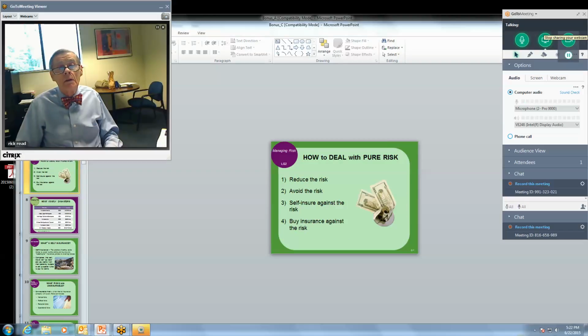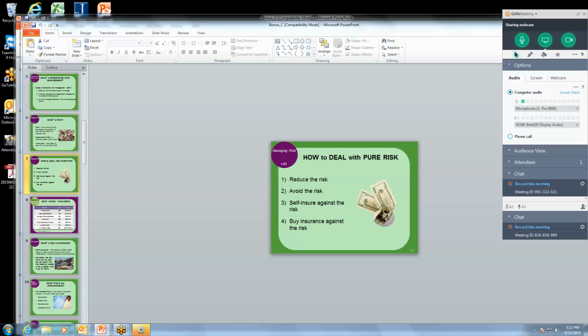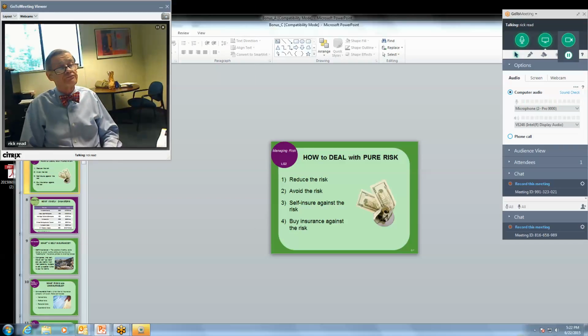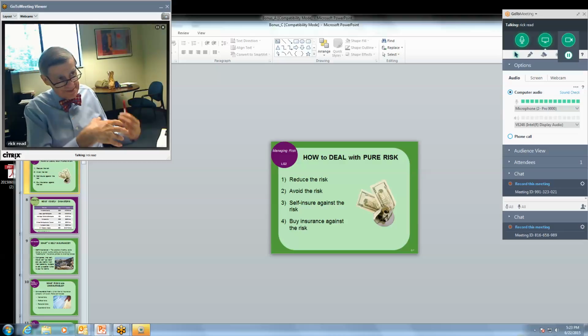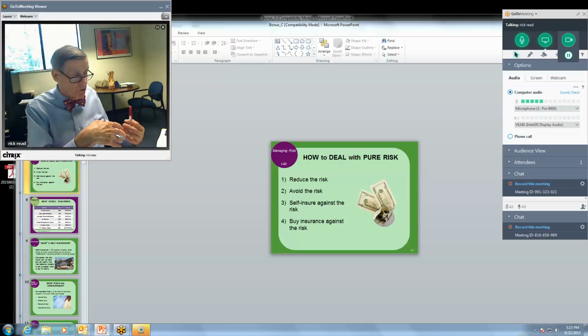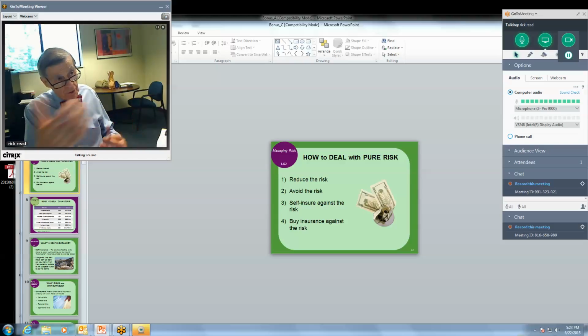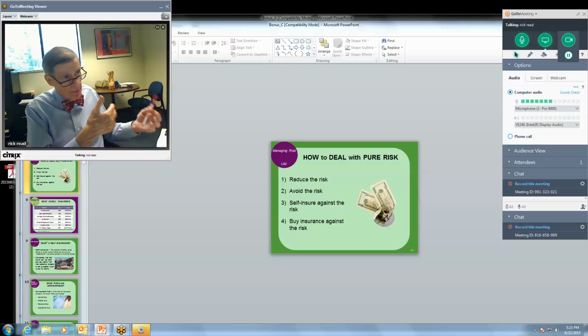Now, how do you deal with pure risk? Remember what pure risk says. You don't have a chance. You're going to lose. So you can reduce the risk. You can avoid it altogether. You can self-insure against the risk. That means that you set some of your profit aside. Now, you could do that as part of your revenue. Of course, if you do part of revenue, you're going to reduce your profit. So it depends upon how you want to do that. You could set part of that aside to cover the risk, or you can buy insurance.